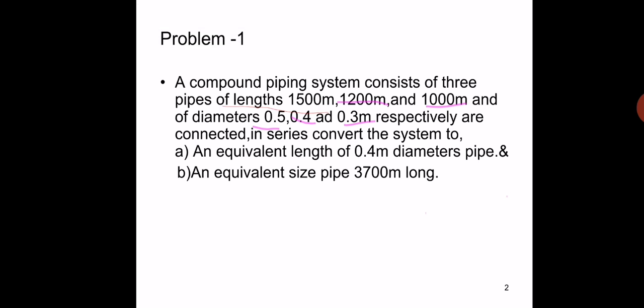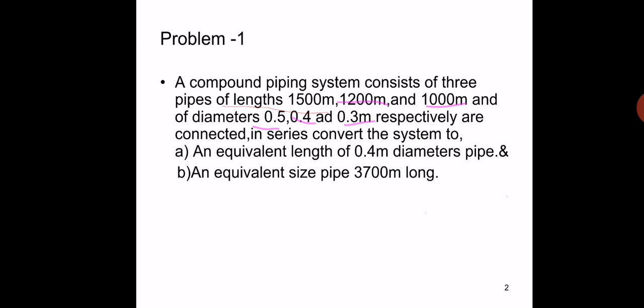3700 meters long. First of all, you have to understand the problem. He has given the lengths of the pipes, so they are connected in series. Here L1 is 1500 meters, L2 is 1200 meters, L3 is 1000 meters, and the respective diameters are D1 equal to 0.5, D2 equal to 0.4 meters and D3 equal to 0.3 meters. He has asked us to calculate the equivalent length for the diameter of 0.4 meters, so first you have to calculate the capital L.